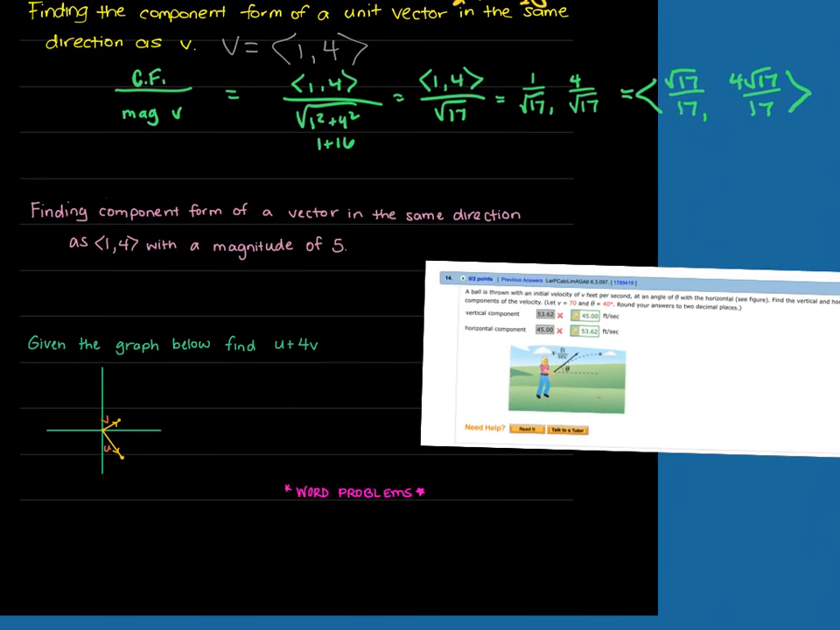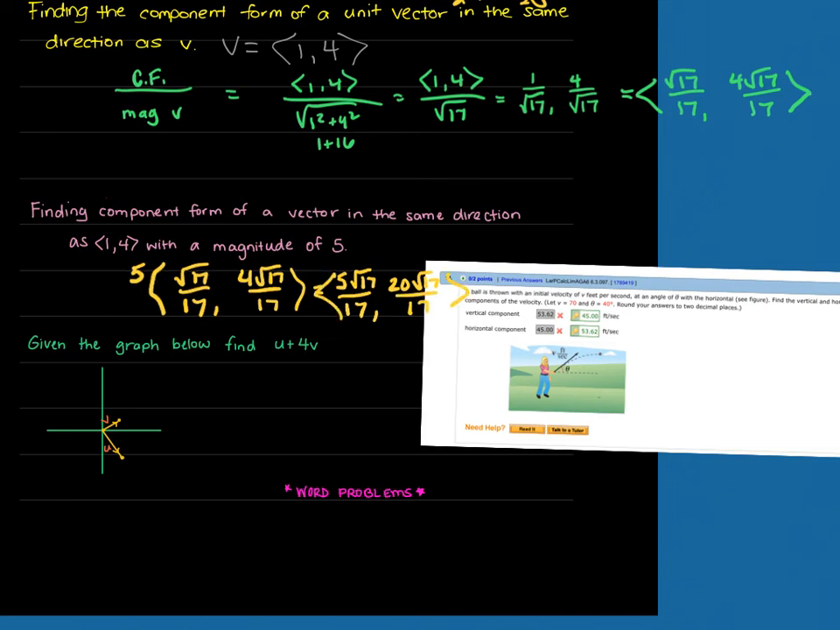So for that next one, we just take what we just found because it's the same one, and I do 5 times it. Which would be 5 √17 over 17 and 20 √17 over 17.